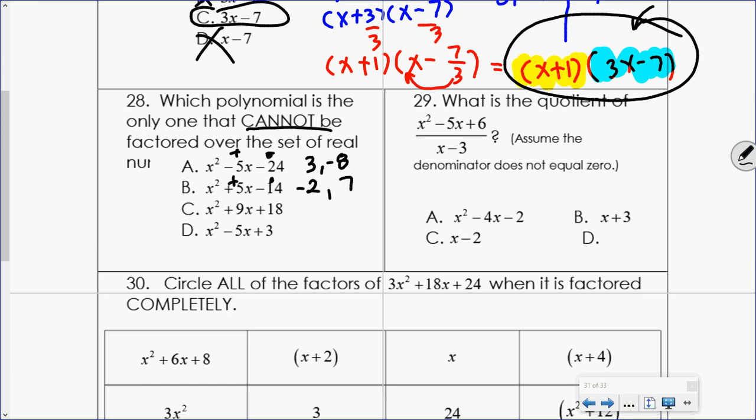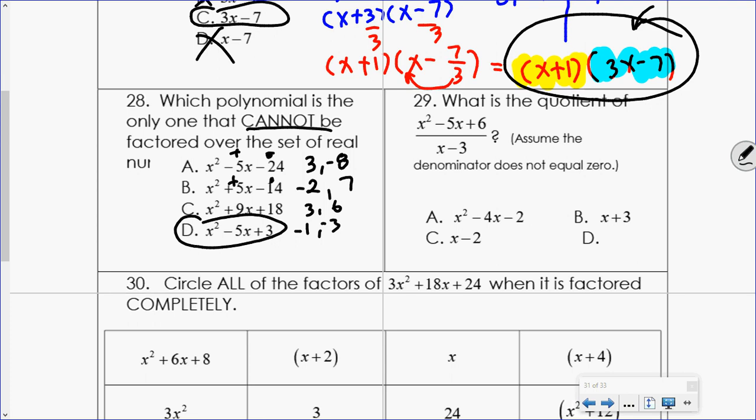For C, two numbers that multiply to 18 but add up to 9. So 1 and 18, that equals 19. 2 and 9, 2 times 9 equals 18, but it adds up to 11. 3 times 6 equals 18 and adds up to 9, so our factors are 3 and 6. Lastly, for two numbers that multiply to 3 and add up to negative 5, so all I have is 1 and 3. Negative 1 and negative 3, they add up to 4, so this is the correct answer. There are no factors that make that statement true.